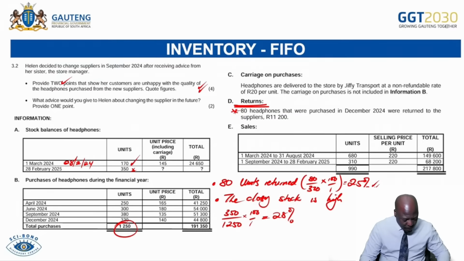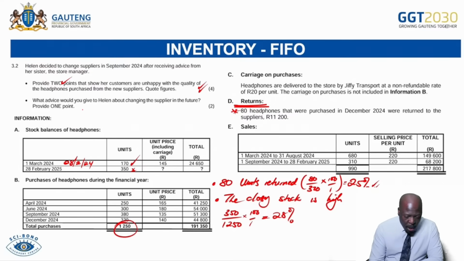Let's go on to the next one. The next question then says, what advice would you give to Helen about changing the supplier in the future? 1 point. So if you are to advise Helen on changing the supplier in the future, what advice would you give Helen? They say provide 1 point.